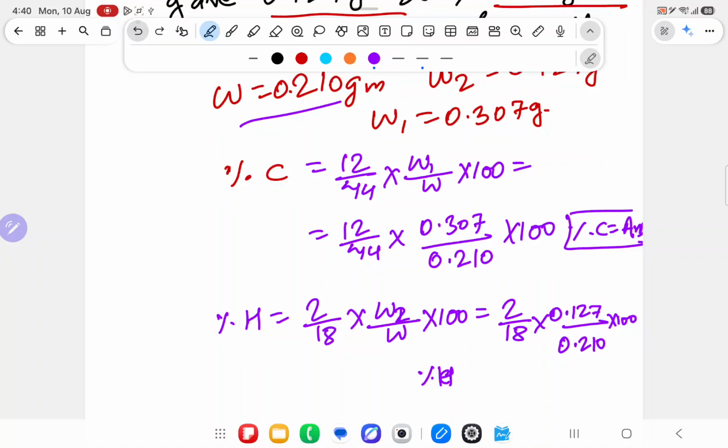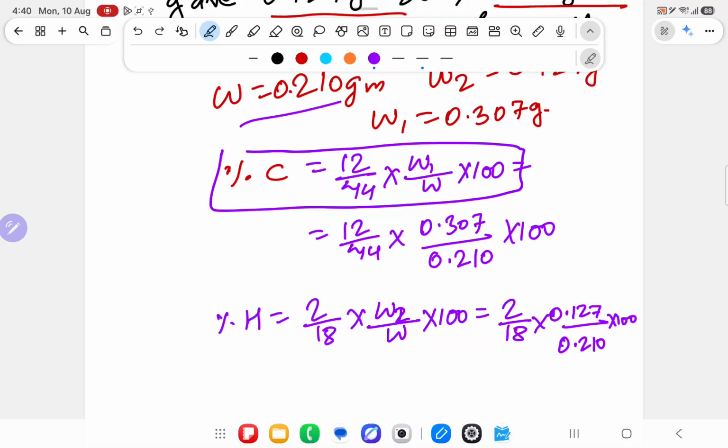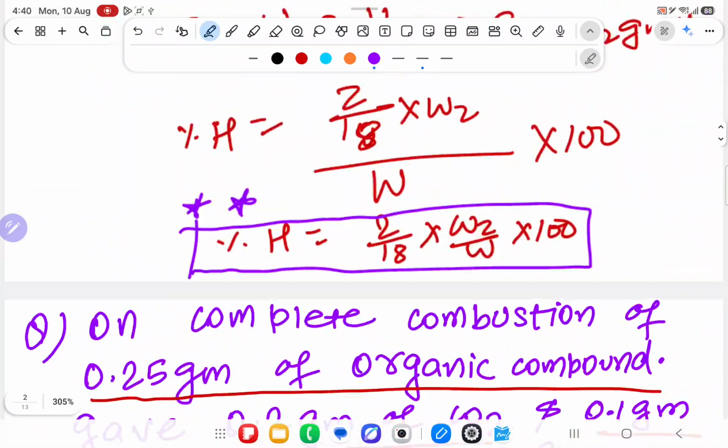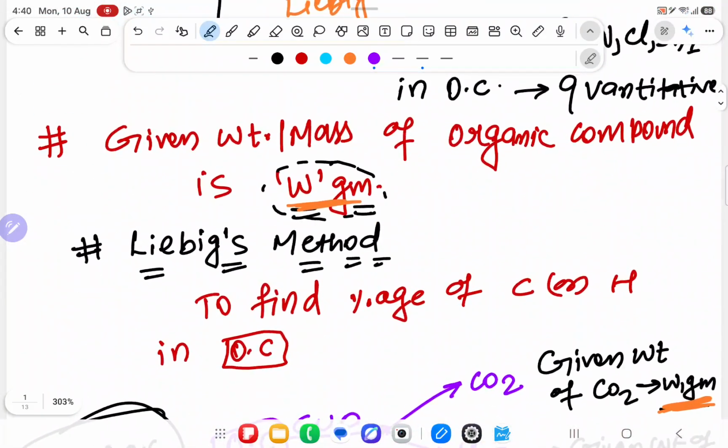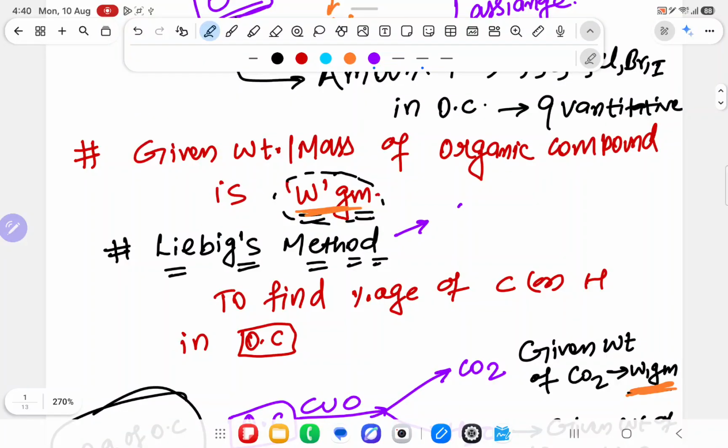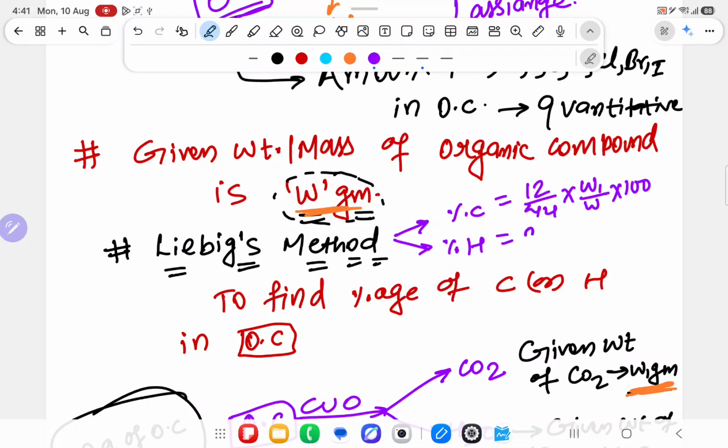That's it. Understanding what I am trying to say? No, sir, understanding now. It means instead of doing all the calculation, I just use this formula and I will get the answer. So first, we have done the Liebig method to find the percentage of carbon and hydrogen. For percentage of carbon, the formula is 12 by 44 into W1 by W into 100. If you forget how I get 12, 12 is the weight of carbon and 44 is the weight of carbon dioxide. Percentage of hydrogen is the weight of hydrogen by weight of water.